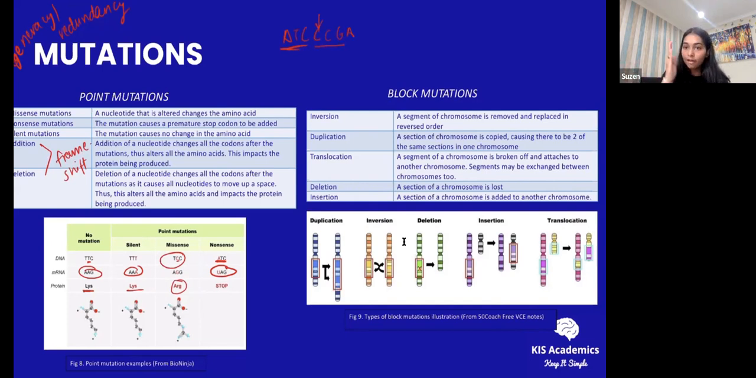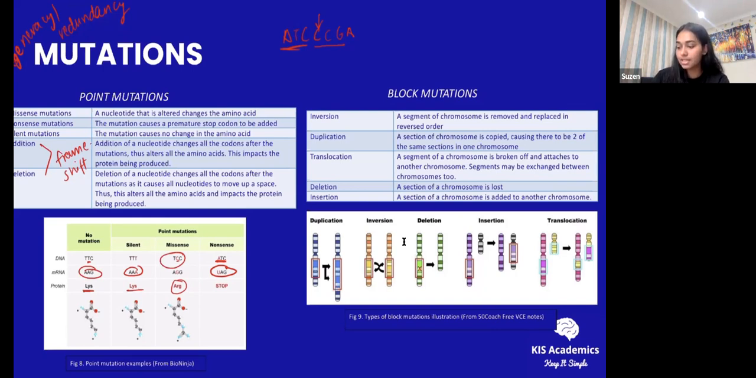Okay, so after that particular point of mutation, all the amino acids are affected, because you're shifting the frame. You're adding something, and that's going to move everything one step down. So all your triplets and all your codons are affected. The protein is going to be defective, or you're not going to produce the correct protein at all, because all the amino acids are changed.